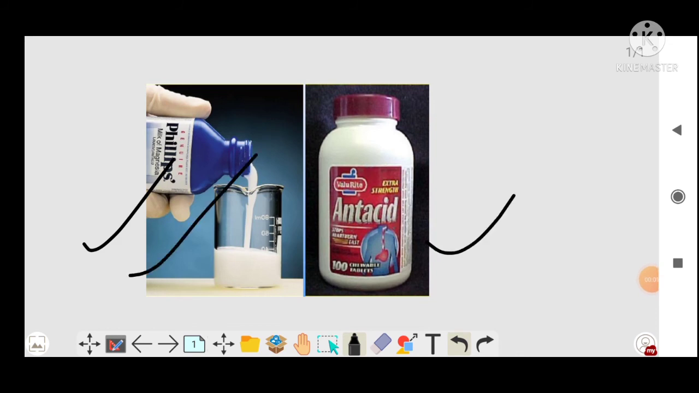These are two antacids that neutralize acids. One is milk of magnesia, and this is another antacid. When irritation and pain occur in our stomach, we should take antacids, which neutralize the excess acid produced by the stomach.